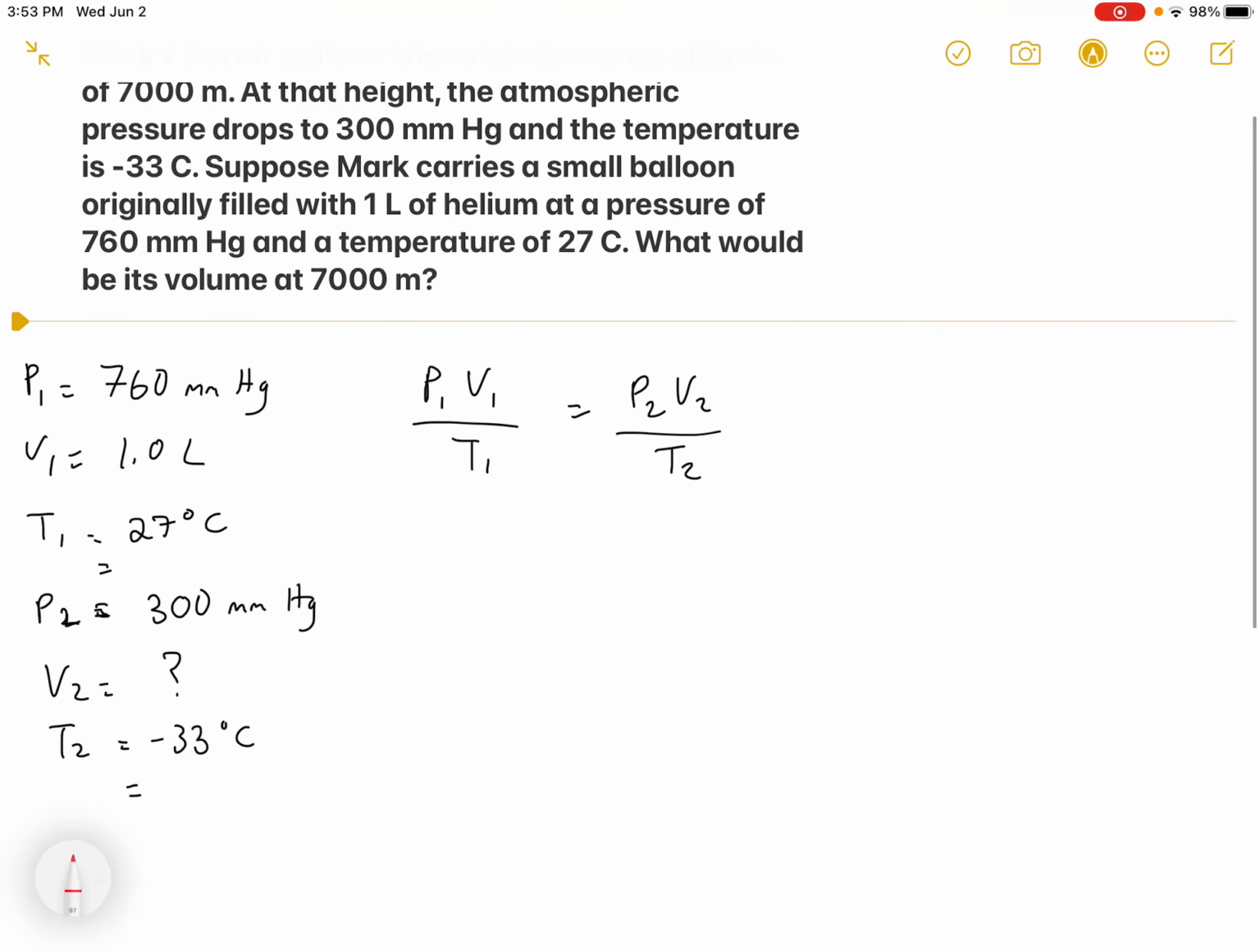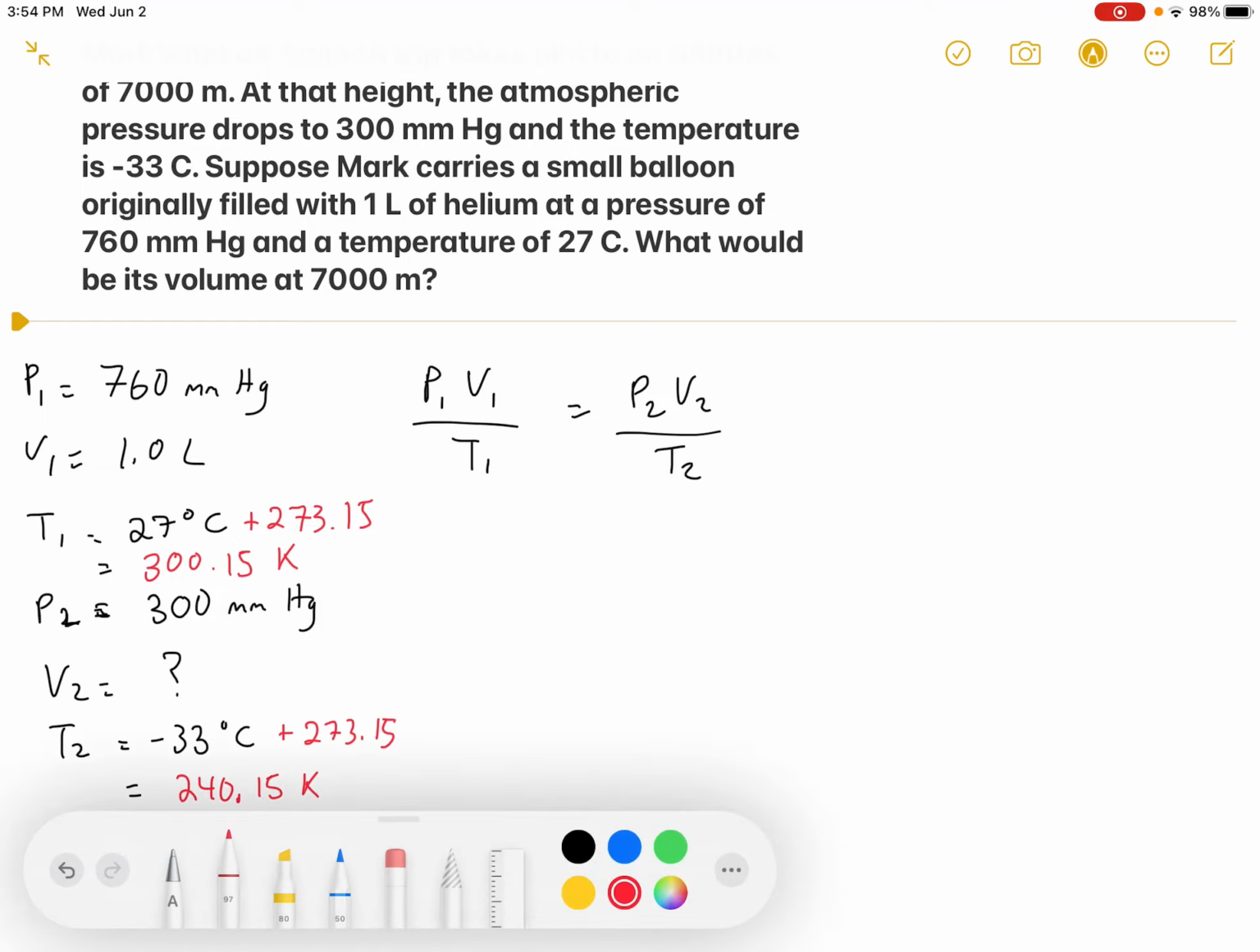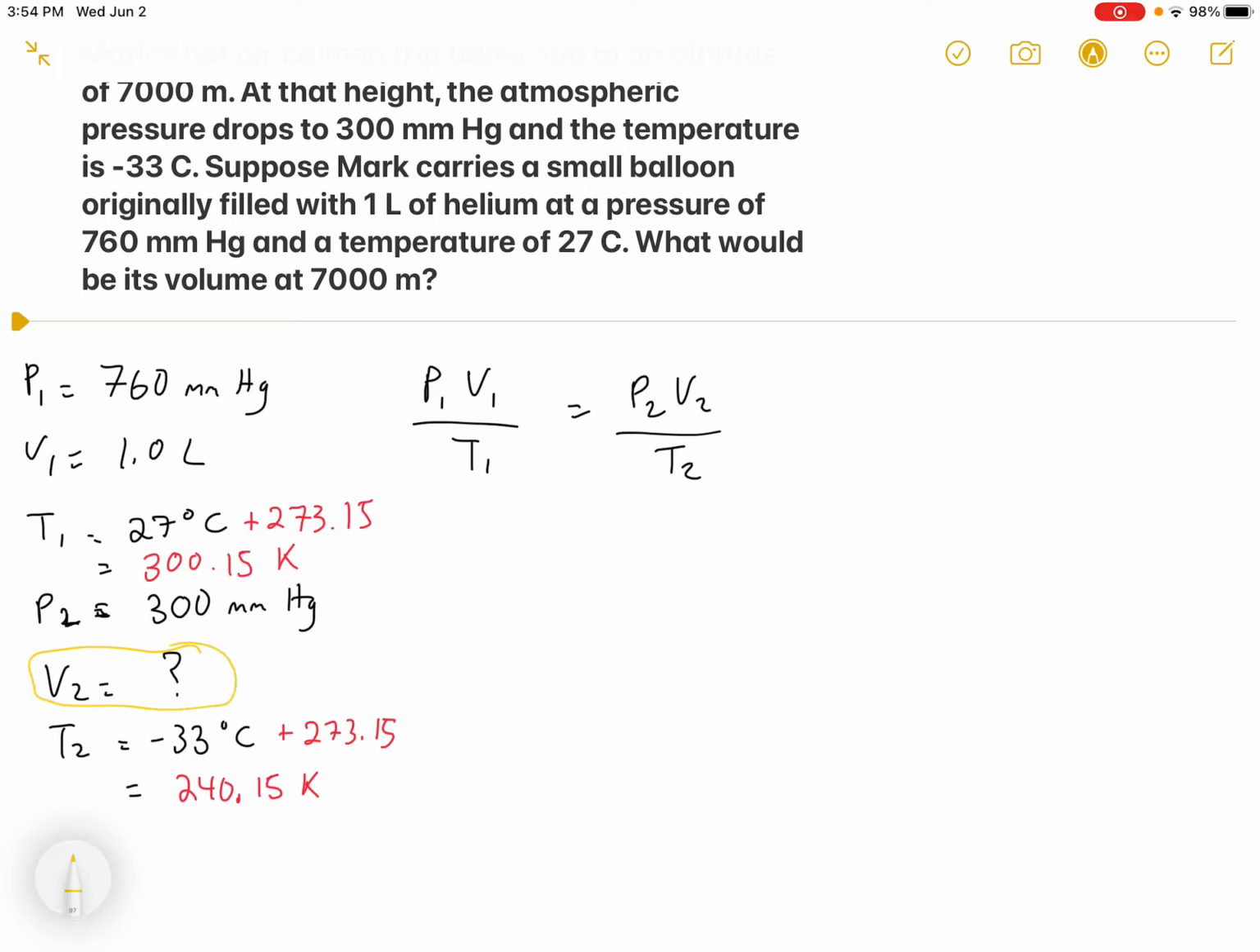So we'll do our temperature conversions first. We know that when we're going from Celsius to Kelvin, we add 273.15. So that'll give us 240.15 Kelvin for the final temperature, and the initial temperature is going to be 300.15 Kelvin. Alright, so we have all of our information and we have identified our unknown.